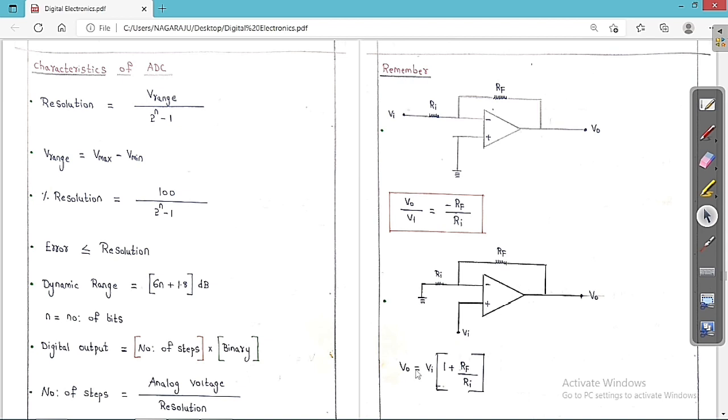Then what is the output voltage? Output voltage is equal to input voltage into 1 plus Rf by Ra. This is an expression that you always have to keep in your mind.